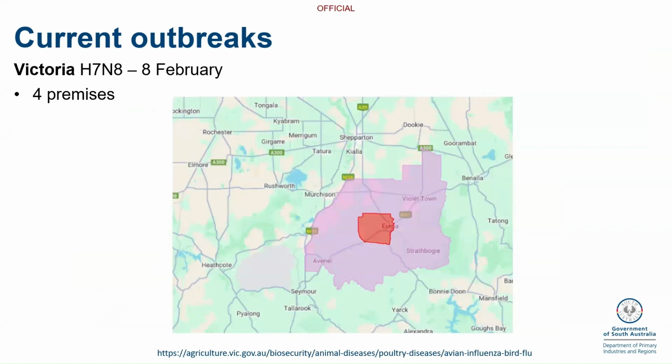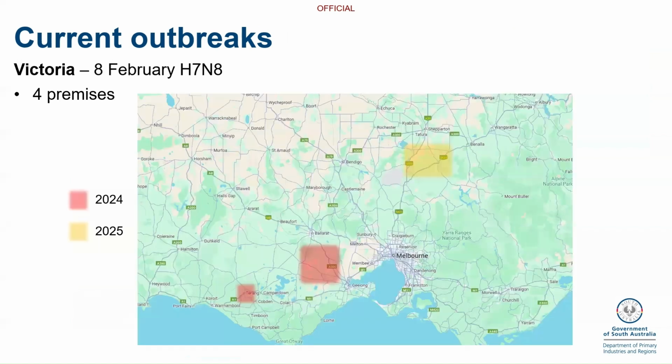This outbreak was announced on the 8th of February, and up to now, it has been contained to 4 premises, all of which are under quarantine, and response activities to control and eradicate the virus are continuing.